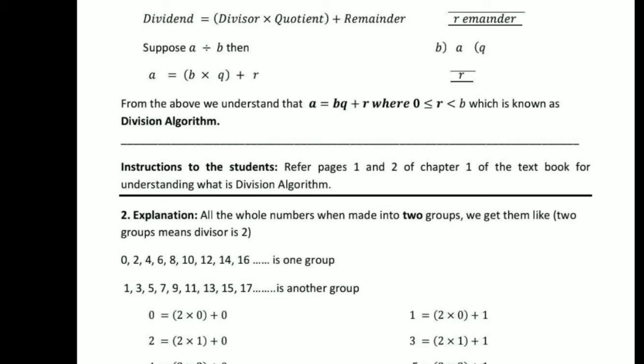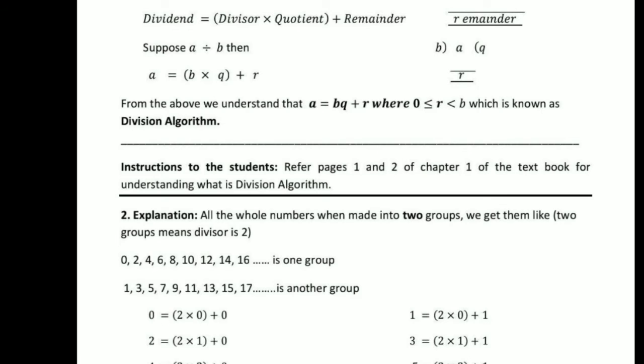Here 0 is taken as A, 2 is B, and the other 0 is Q, and the last 0 is R. So just keep in mind, dividend is equal to divisor into quotient plus remainder, or simply A is equal to B into Q plus R. Okay children, in the same way 2 is also written as 2 is equal to 2 into 1 plus 0. That means whenever 2 is divided by 2, we can write 2 is equal to 2 into 1 plus 0. Here again 2 is taken as A, the other 2 is B, 1 is quotient Q and 0 is the remainder R.